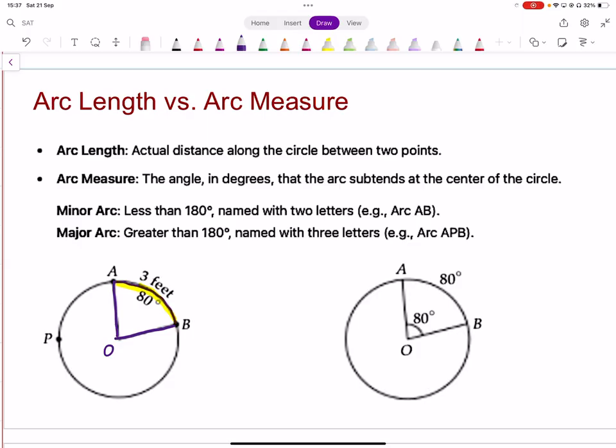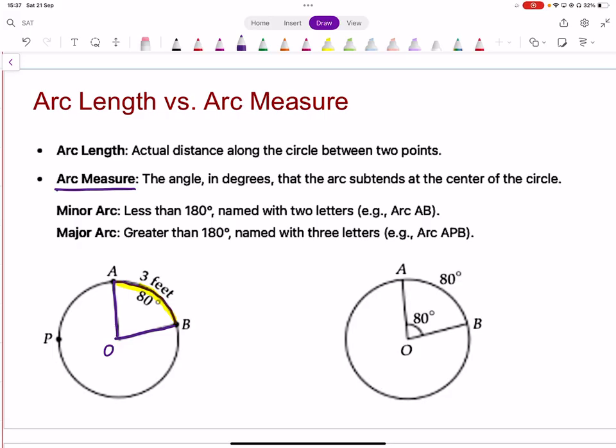There's another terminology that you will see being used. That's called arc measure. That's not the same thing as arc length. Arc length is going to be in the unit that you have for distance, generally meter, centimeter, feet, right? Something like this. Arc measure is an angle.